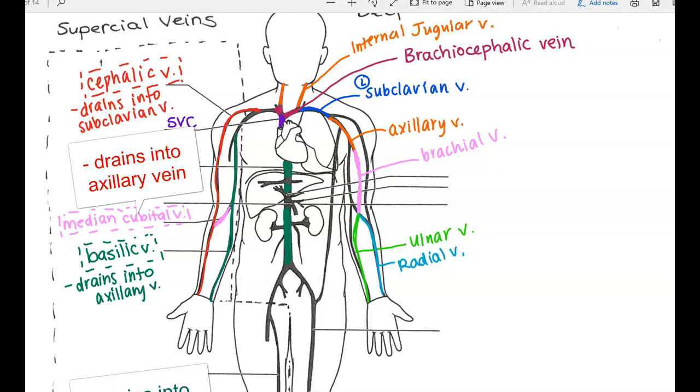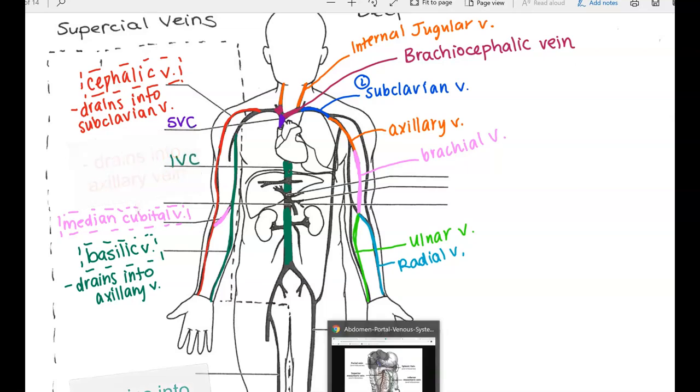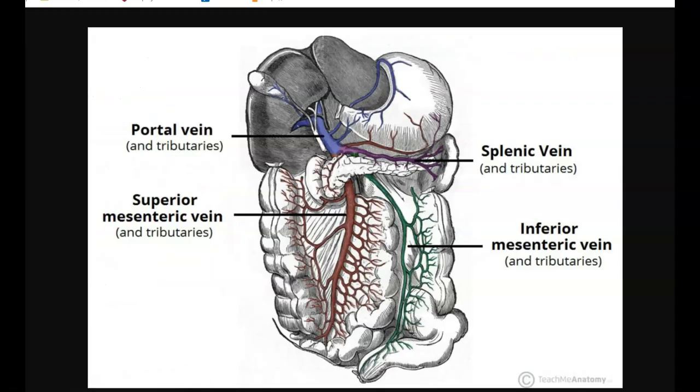So coming off of the inferior vena cava, we have a lot of branches here. So we are going to begin by looking at some of the vessels that are going to drain the spleen and small intestines and large intestines. And before I draw them out on our sheet here, I just want to switch to this illustration here, and this is from Teach Me Anatomy.